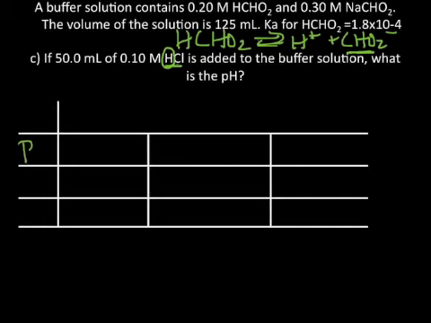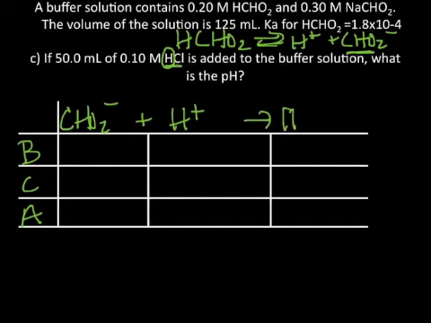So when I set up my before, change, after this time, I'm going to start with my CHO2 minus. That's going to react with the H plus that I'm adding, which is going to give me HCHO2. Just like before, when I set this up, I have to change everything to moles. Now my moles of base and acid I still have from the previous problem. I just have to make sure I put them in the right place. So I'm going to use those values instead of recalculating.